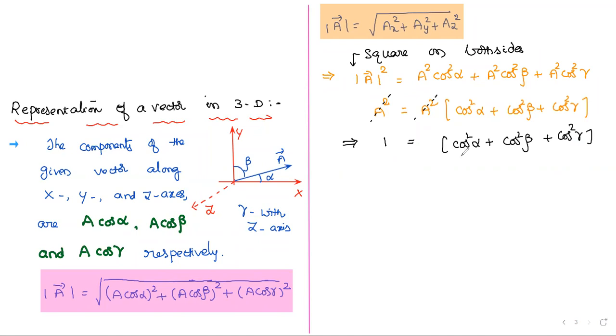And here what you wrote, cos alpha, cos beta, cos gamma, they are called individually as directional cosines. Okay, better I write here. Here, cos alpha, cos beta and cos gamma, all the 3 cosines, are called directional cosines.